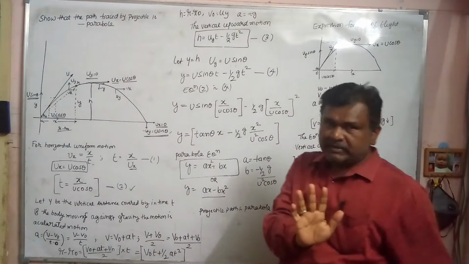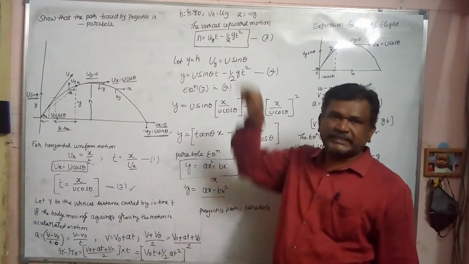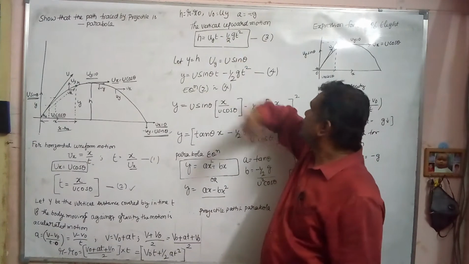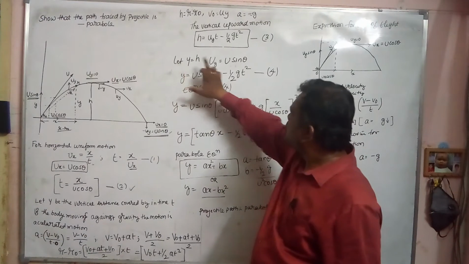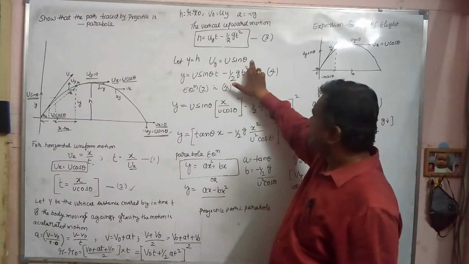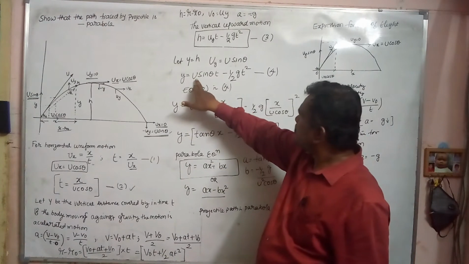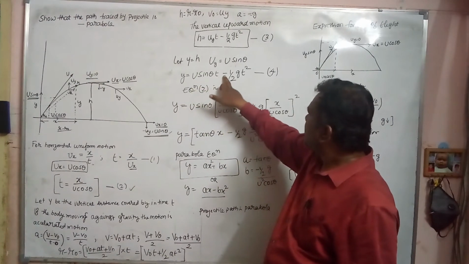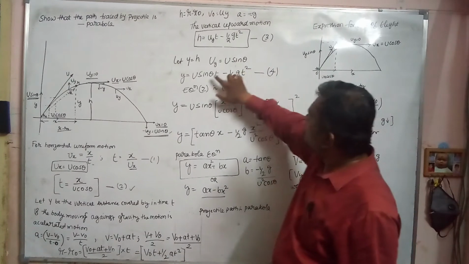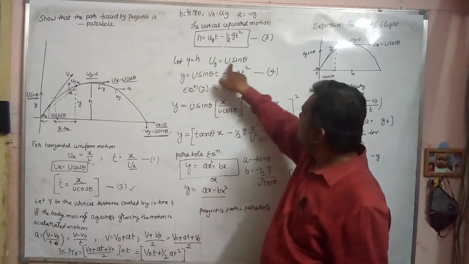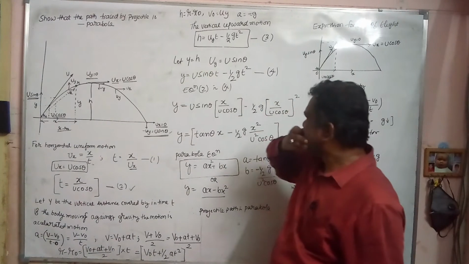A is only gravity. G is acceleration due to gravity. Direction is downwards, so that's why it is negative. So equation 3: let y is equal to h, uy is equal to u sin theta, since it is the vertical component. So substitute here u sin theta t minus half g t square. That's equation 4. You are just replacing uy with u sin theta. That's all. And y is equal to h.